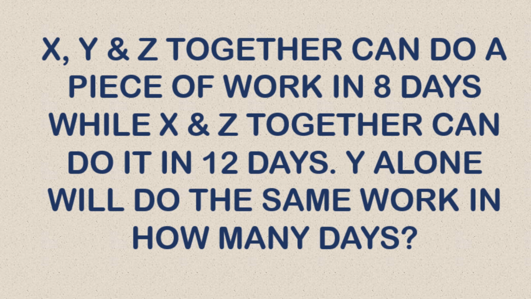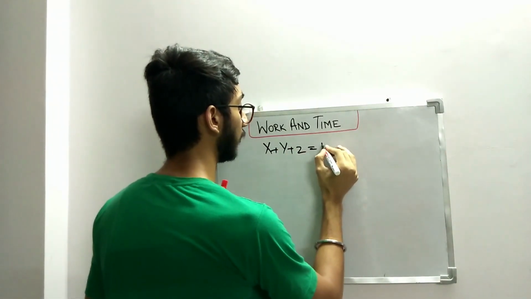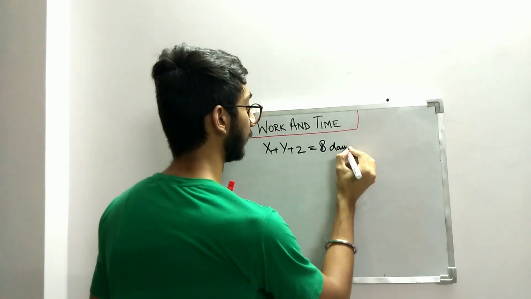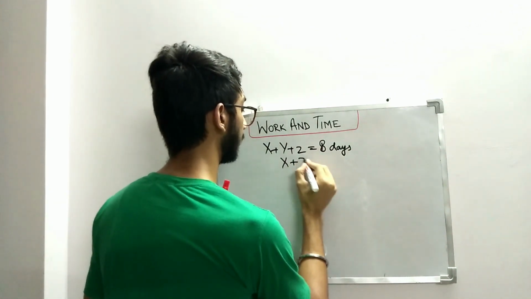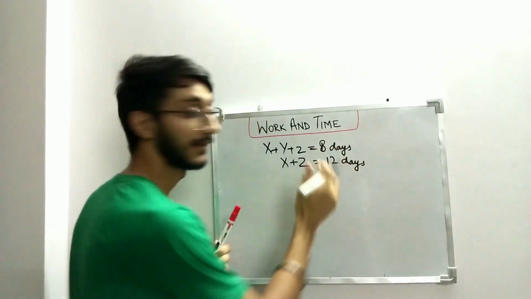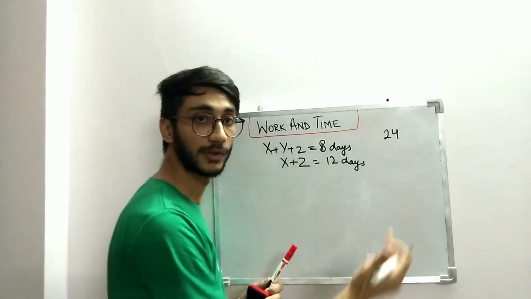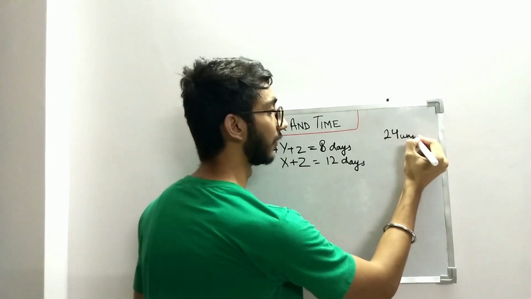X, Y, and Z together can do a piece of work in 8 days, while X and Z together can do it in 12 days. So Y alone will do the same work in how many days? That means we have X plus Y plus Z equals 8 days, and X plus Z equals 12 days. So if I take the LCM of 8 and 12, it will come out to be 24. So I'll take the total work to be done as 24 units.